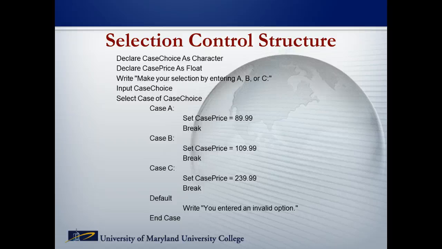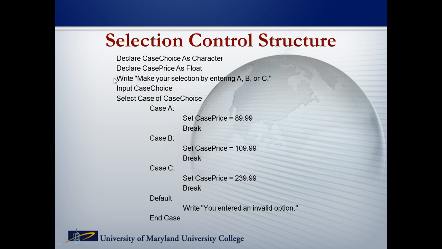And then there's a case statement, which is very similar to the if-then-else, but you have more than two conditions that you're looking for. So in this case, we declare our variables. We declare case choice as a character, and remember from one of the previous videos that a character variable can only hold one character. And then we declare case price as float, and of course, since that's going to be a price, it has to be a floating value, because there's a potential that it could be a fractional value.